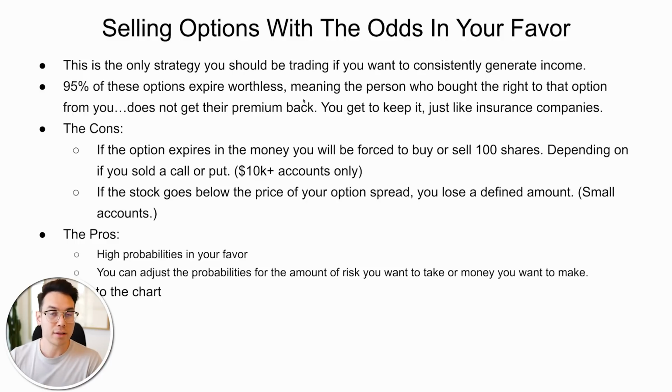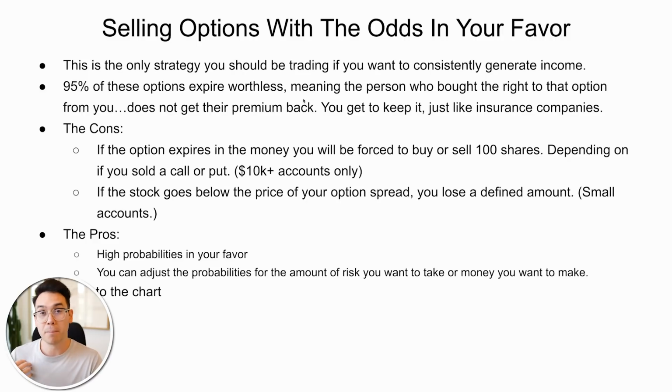Now, there are some cons, some risks that you do have to take. And I'm not gonna say this is a 100% you're gonna win strategy, because if it was, then everyone would be doing it. There are specific risks that I'm going to outline and show you how to get around so you don't have to worry about them, okay? Now, if the option expires in the money, you'll be forced to buy or sell 100 shares of the stock. So if you don't have enough money to buy 100 shares of the stock, don't worry. I'm gonna show you how to do it with a small account as well.